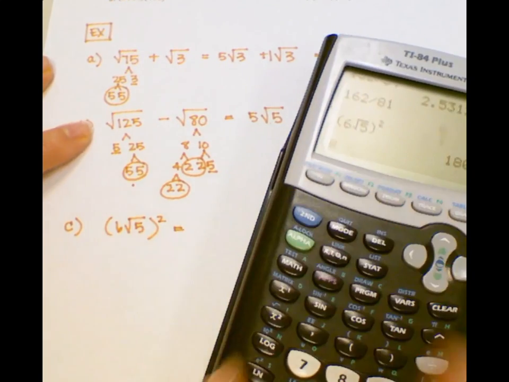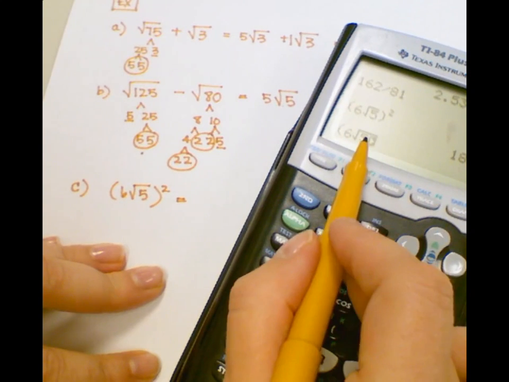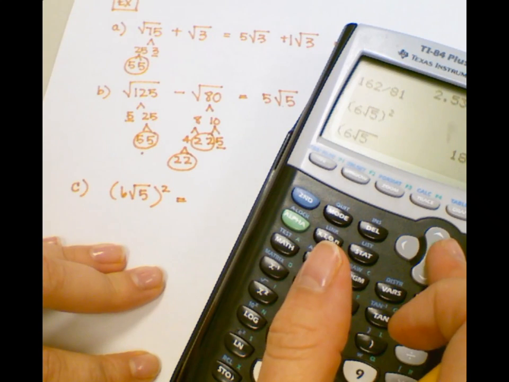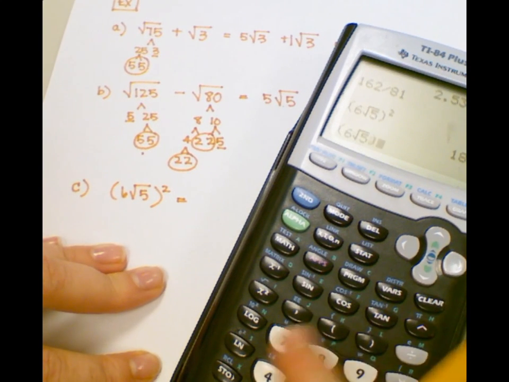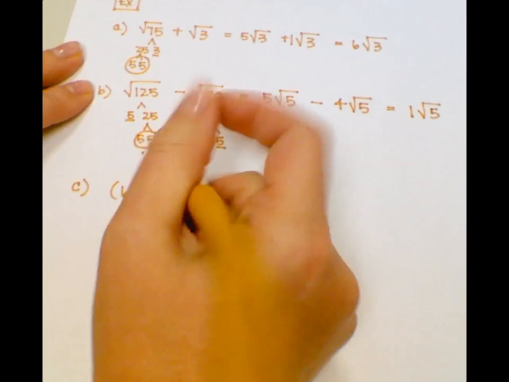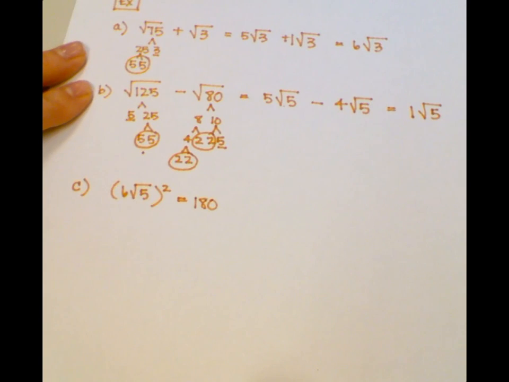But make sure, you see when I did that, let me do it again. You see how my little blinky is still under the radical? Make sure you get out of there by pushing the arrow, because if you don't, it's going to mess you up. See how it's 180? I love those. Those are like my favorite because they're so easy.